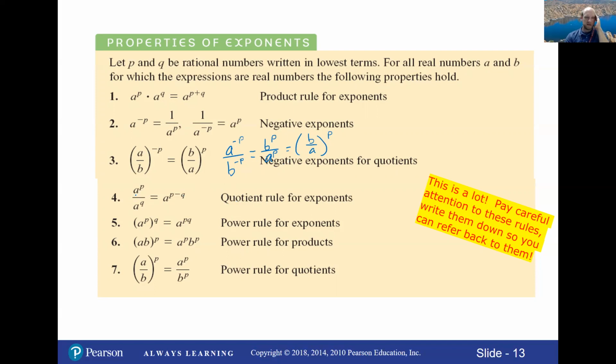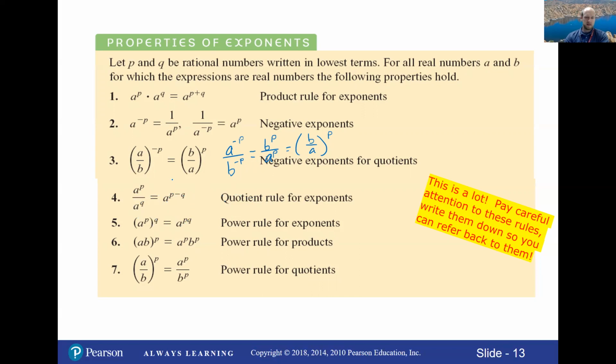So if I have two expressions of the same base, and I'm dividing, I subtract the exponents. Okay. So I can take this as a to the p minus q. That's the quotient rule.